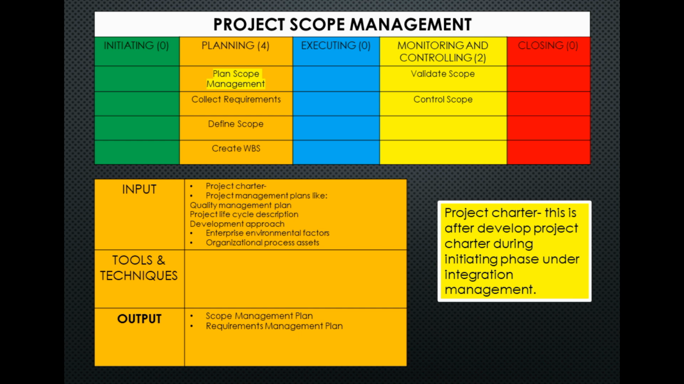For these inputs to get the desired outcome, we need to process them through tools and techniques. We need the following: expert judgment, data analysis like alternatives analysis, and meetings. These are the ITTOs of this process. Having these outputs, we will be able to rightfully plan scope management.